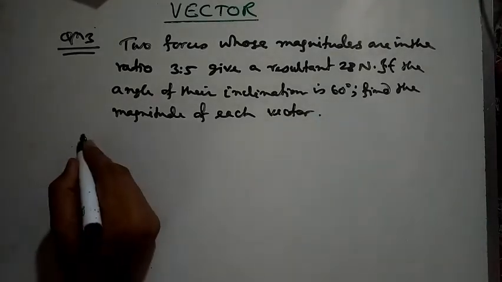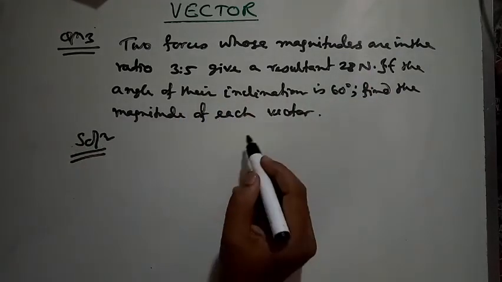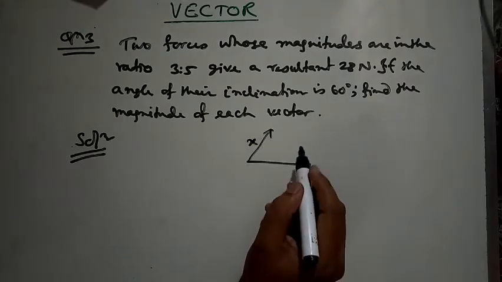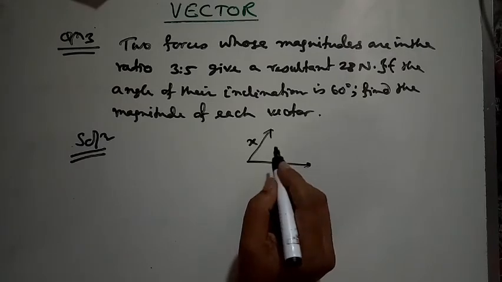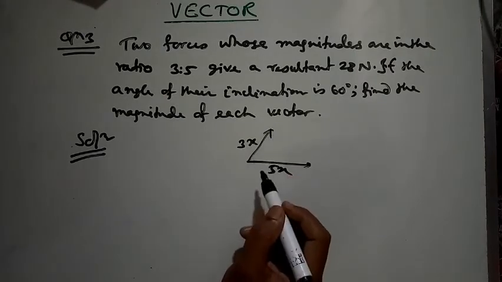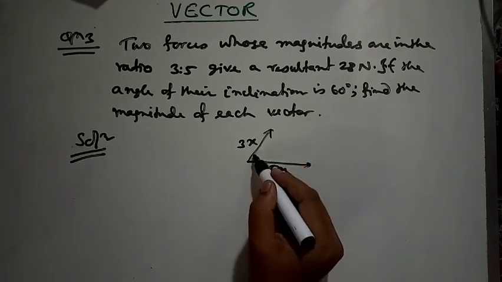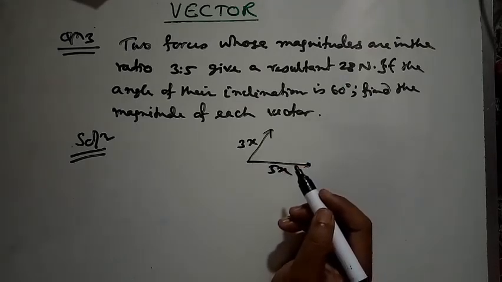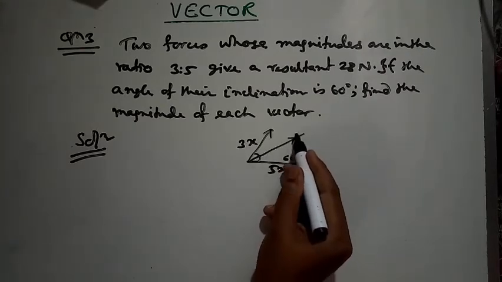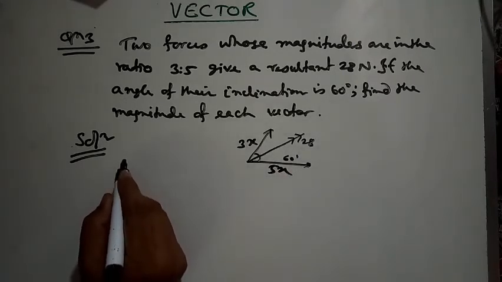Okay, let's go with my solution. Two vectors inclined at 60 degrees. This is one vector, this is another vector. Say this length is x. Because their ratio is 3:5, one vector is 3x and another vector is 5x. Are you getting? Their inclination is 60 degrees, and the resultant is 28 Newton. So from that very important formula, we are doing it.